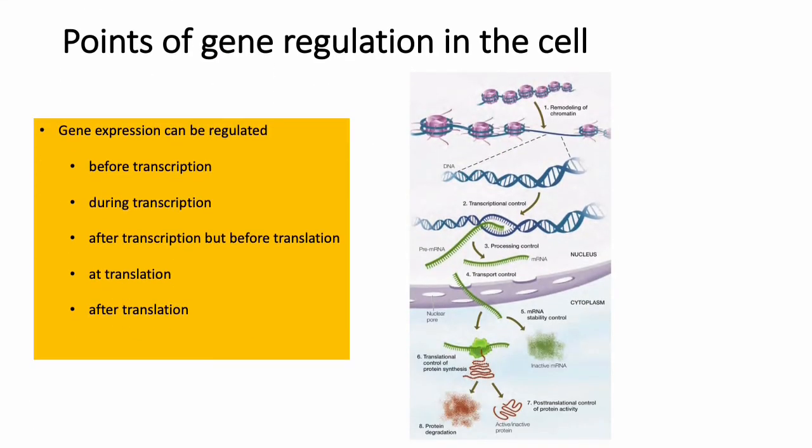Now, when we consider how genes are regulated, there are points of gene regulation in the cell. So gene expression can be regulated before transcription. So this is well before transcription. So we can have regulation there. It can be regulated during transcription. It can also be regulated after transcription, but before translation, so through processing control. It can also be regulated at translation. So that's also another way, and also after translation.